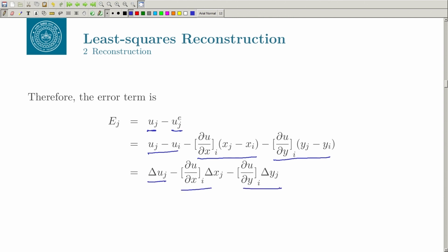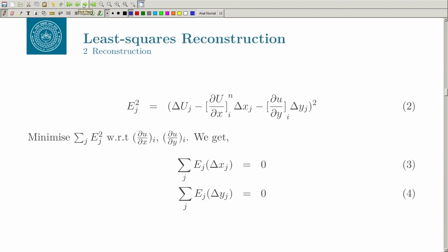So this j would vary, if you are considering the cell neighbors, as in the example I showed earlier, from 1 to 3. What you can do is take the square of E_j, because we are trying to basically minimize the error, so take the square of those values. Now, what is your target? Basically, you want to get del u by del x at i and del u by del y at i. So differentiate this equation with respect to these two variables, and as soon as you differentiate it.